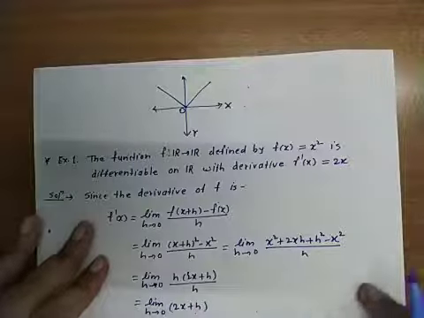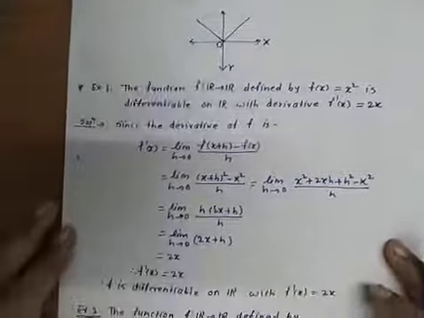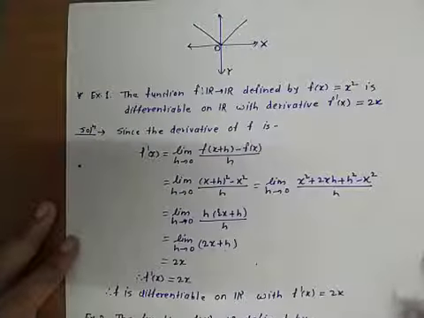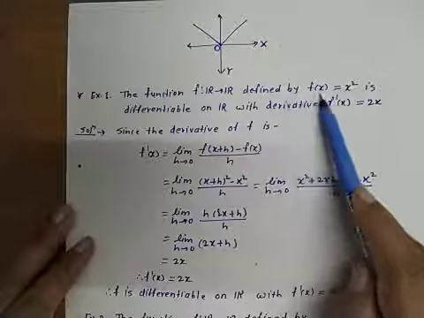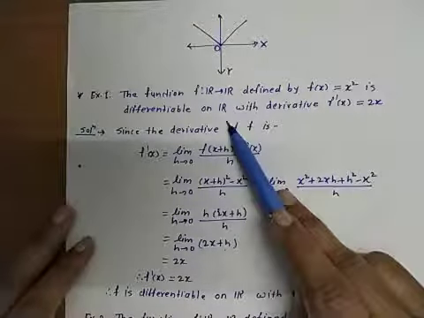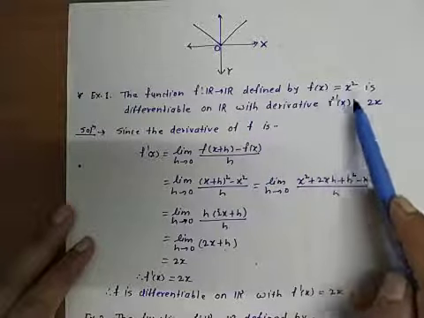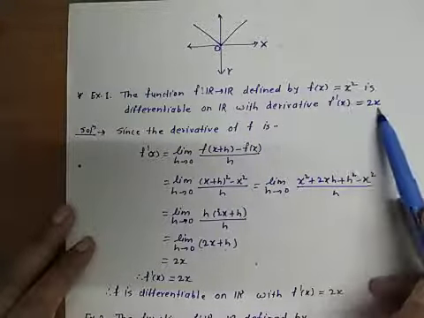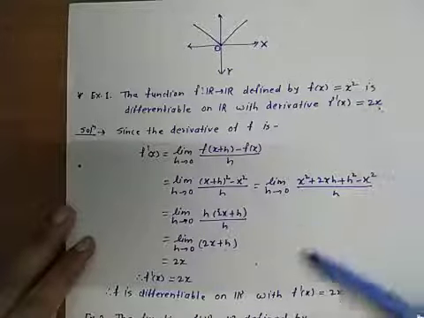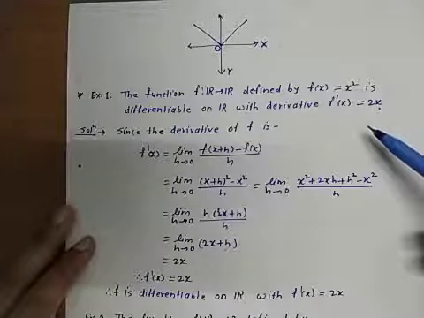Okay. Now let us see some examples of differentiable functions. So first example, the function f from R to R defined by f(x) equal to x square is differentiable on R with derivative f dash of x equal to 2x. Now we know by formulas that the derivative of x square is equal to 2x. Now let us show this using the definition of derivative of a function.